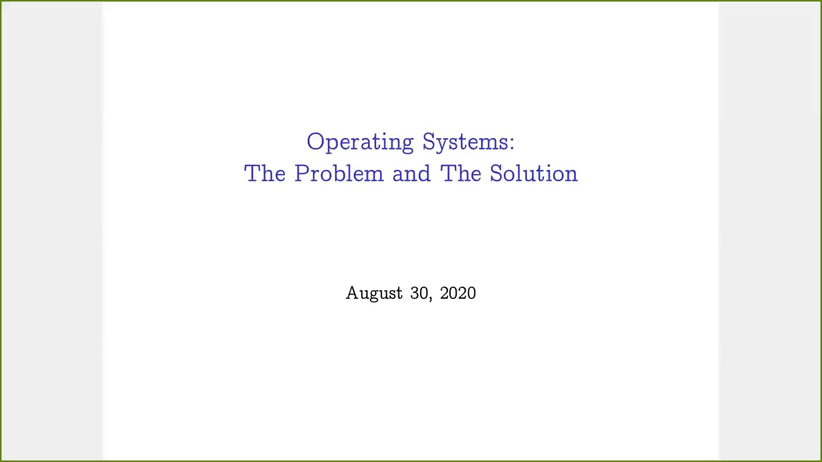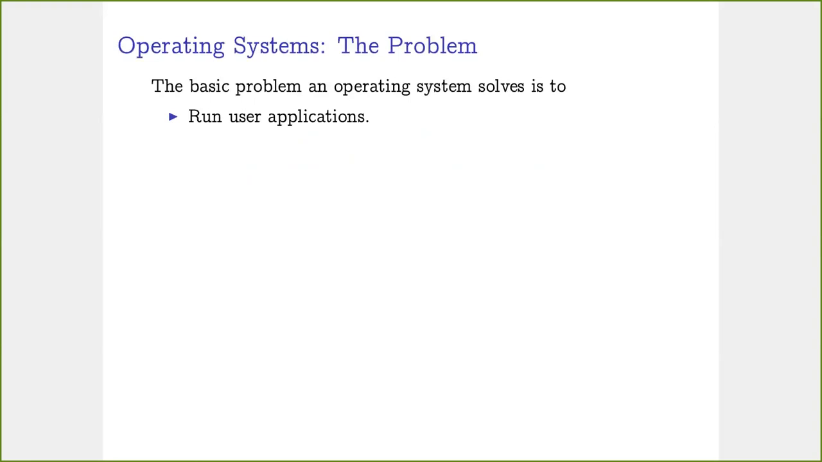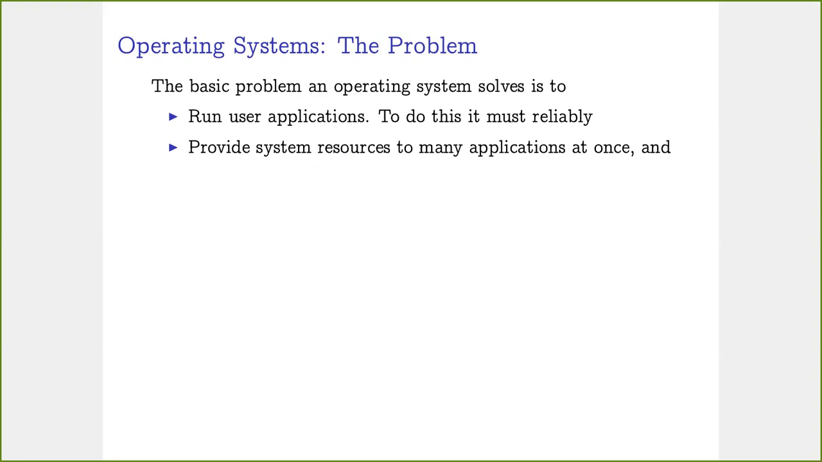Let's look at what operating systems do and how they do it. The basic problem an operating system solves is, well, to run user applications. To do this, it has to reliably provide system resources to lots of applications at the same time. And it has to ensure that these resources are available on demand.